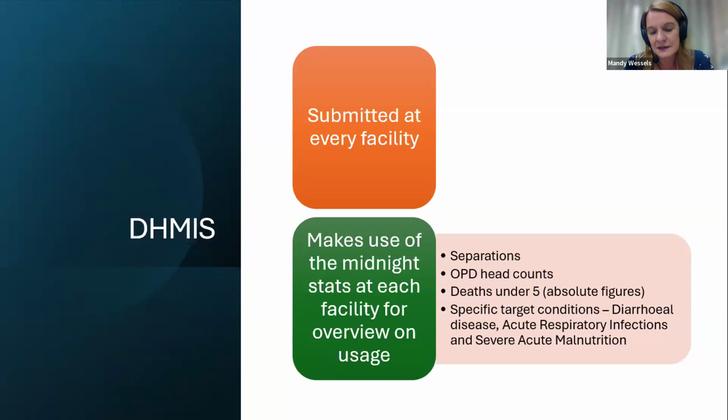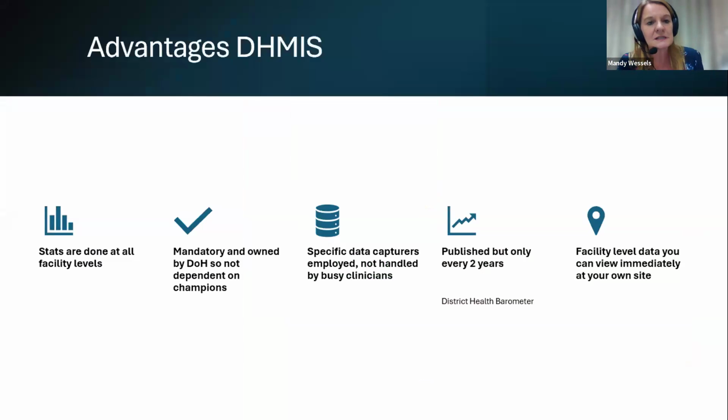And then it collects the specific target conditions, and we know that severe acute malnutrition absolute numbers are monitored in DHIS for under 5s, as with pneumonia and diarrheal disease. And again, we may be able to extrapolate some of that information to link to our budget cuts. So the advantages of using the DHMIS system when we're trying to measure the effect of something, be it the pandemic that's just gone behind us or the current austerity measures, is that the stats are done, as I said, at all facility levels. So you're getting not just a little snapshot here and there, but a really good feel for the system at large.